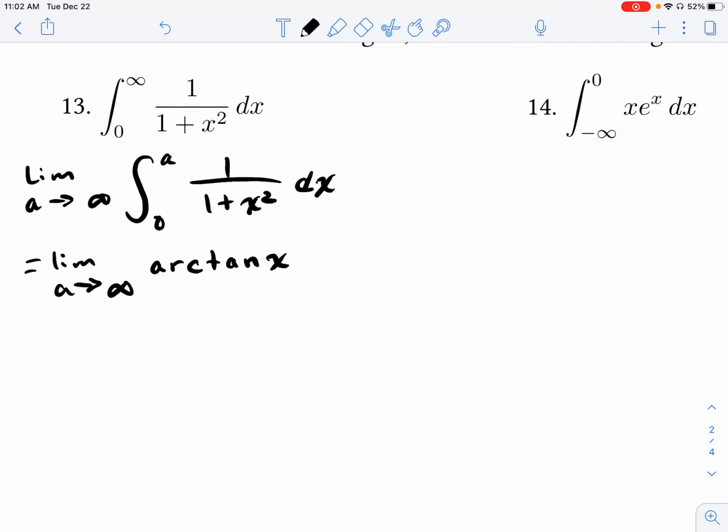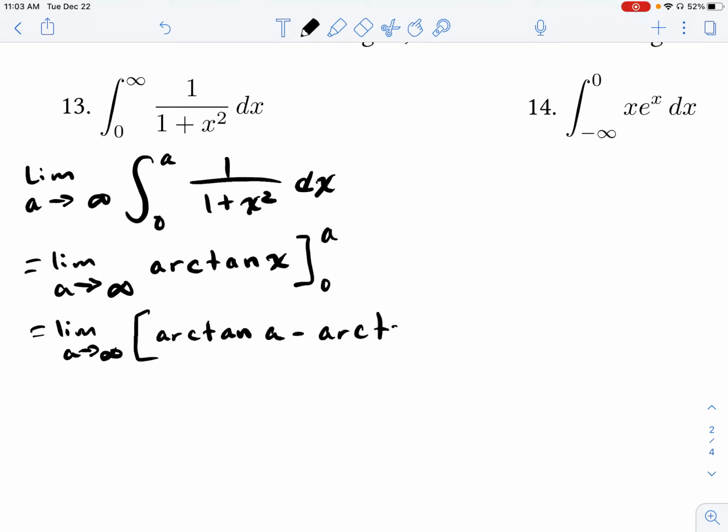So, all right, we've got the limit as a approaches infinity of arctangent, and we're going to be evaluating this from 0 to a. Now what we're noticing here is we are taking the limit of this function as a approaches infinity. So I'm going to rewrite this as the arctangent of a minus the arctangent of 0. All I'm doing right now is evaluating my integral from 0 to a, which means the arctangent of a minus arctangent of 0, and I'm taking the limit of this as a approaches infinity.